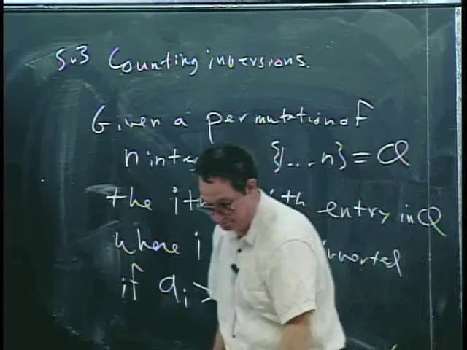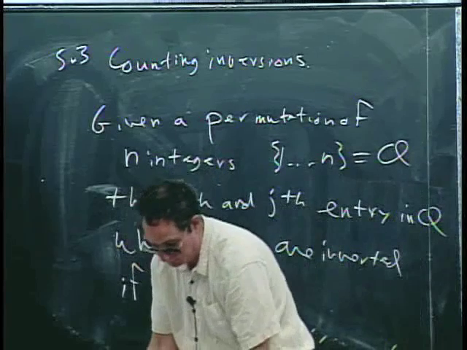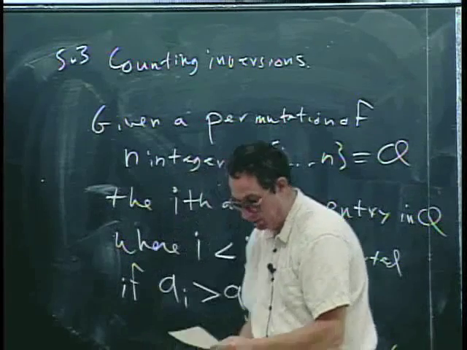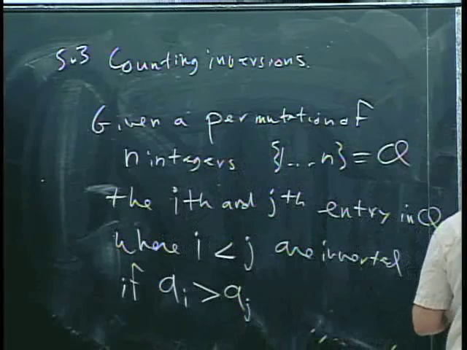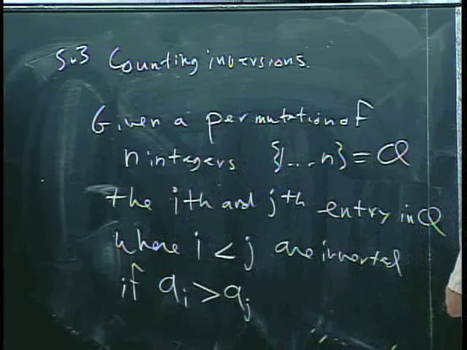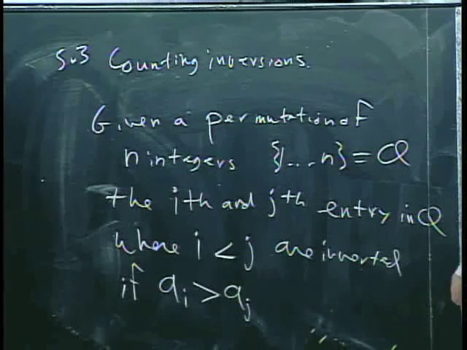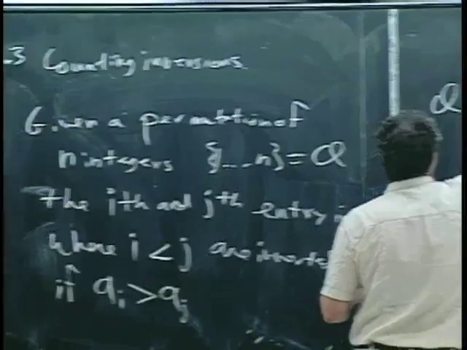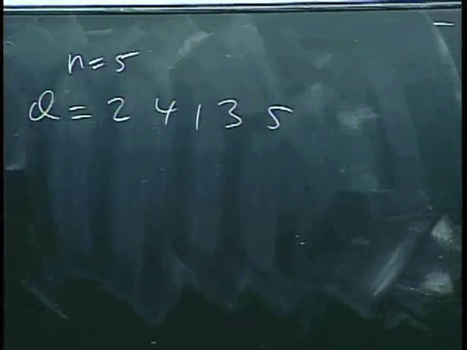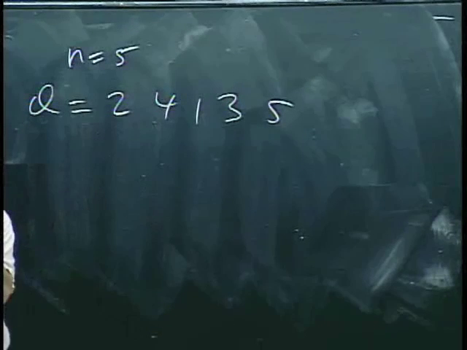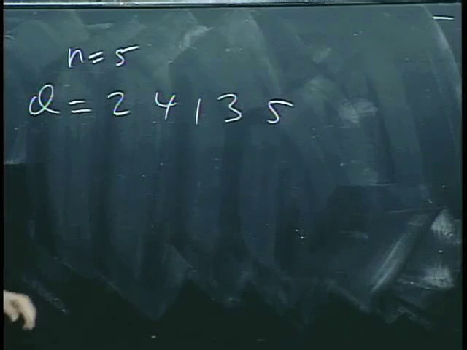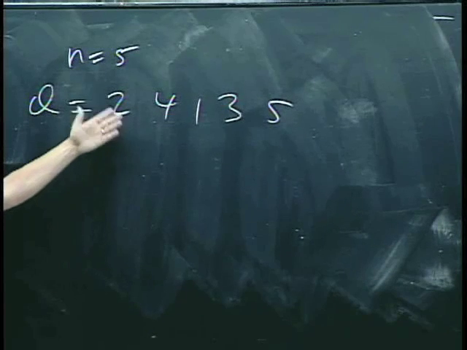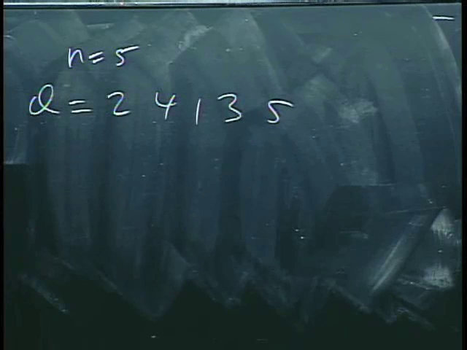Example, 2, 4, here n is equal to 5. So this is a permutation of the integers 1 through 5. Okay? And somebody tell me some of the inversions you see there.